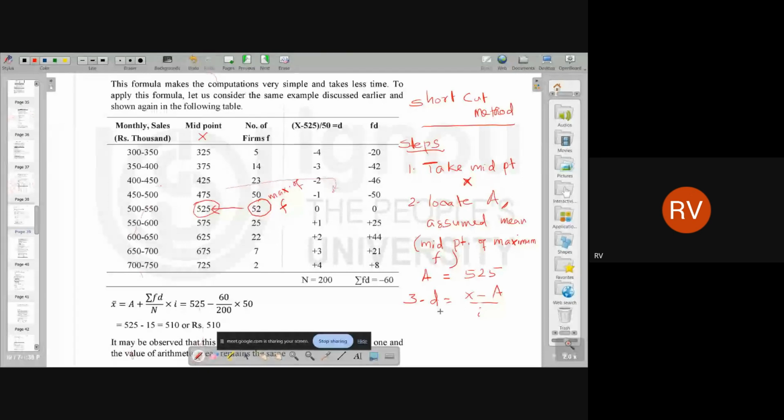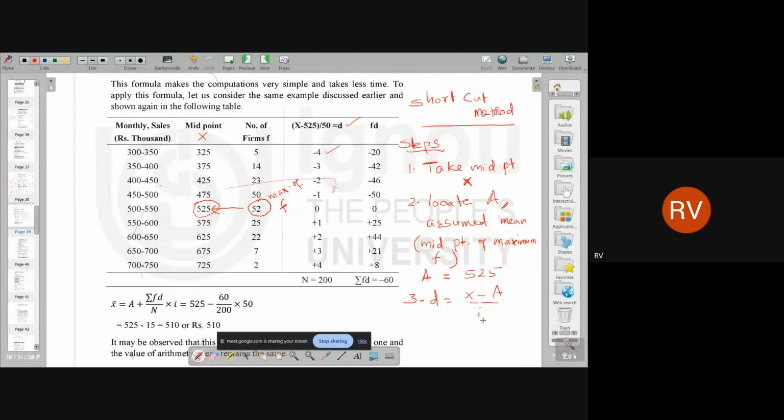The third step of computing arithmetic mean is to find D. D is equal to x minus A by I. First, x is 325, so 325 minus 525. What is 325 minus 525? That is minus 200. Minus 200 by 50 is minus 4.